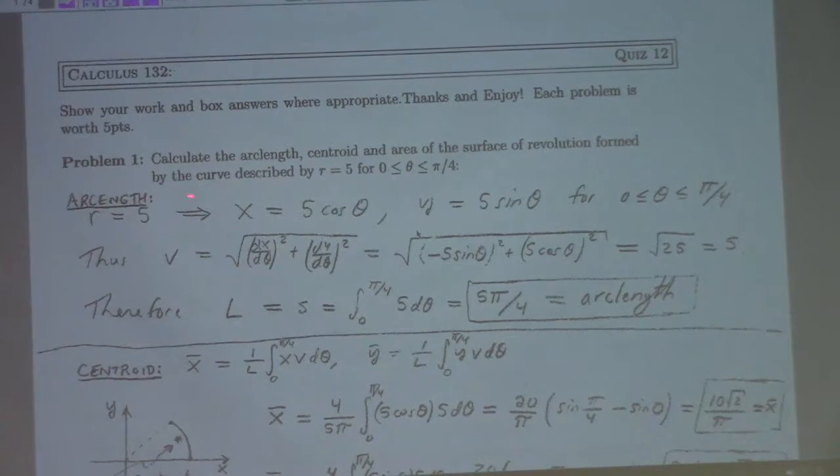So we're supposed to calculate the arc length, centroid, and area of the surface of revolution formed by the curve described by r equal to 5 for 0 less than theta less than pi over 4. So this is kind of a boring curve. It's just a little arc of a circle, right? And it's annoying because it's not very symmetrical, right? I can't argue the centroid of x or the centroid of y is equal to 0, right? I do think it's probably obvious that the centroid is along the line theta equals pi over 8, you know? So I guess if you were going to try to game the system and do something algebraic, that would be my starting point.